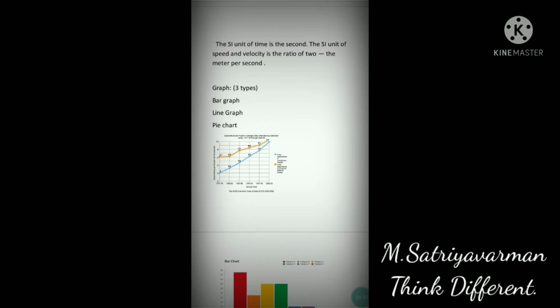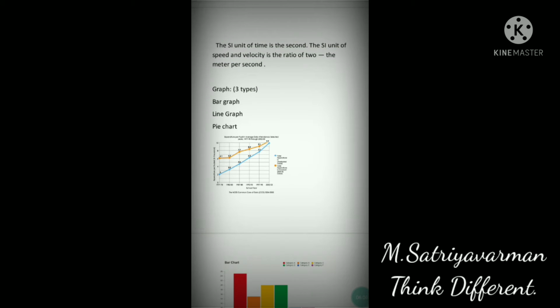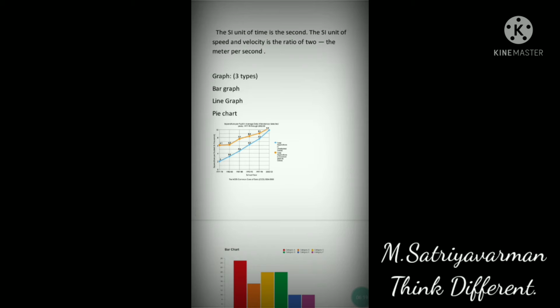Now let's see the SI unit of time: second. Then the SI unit for speed: meter per second. Yes, the SI unit of time is the second. The SI unit of speed is the ratio of the two, meter per second. These are the SI units of time and speed. This is an important point. Note this.